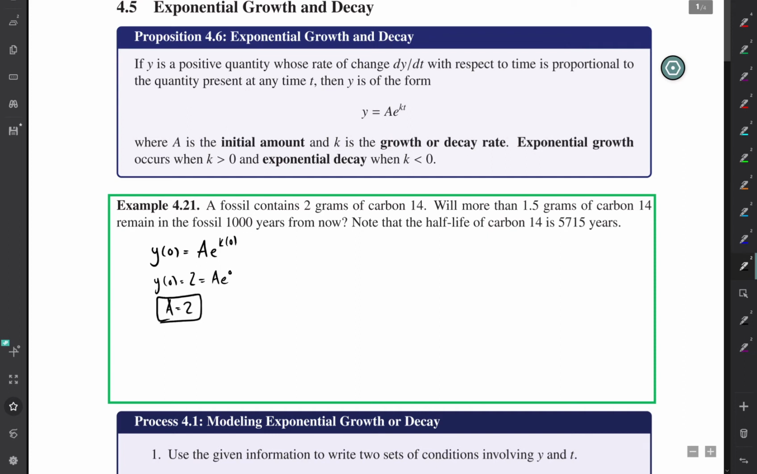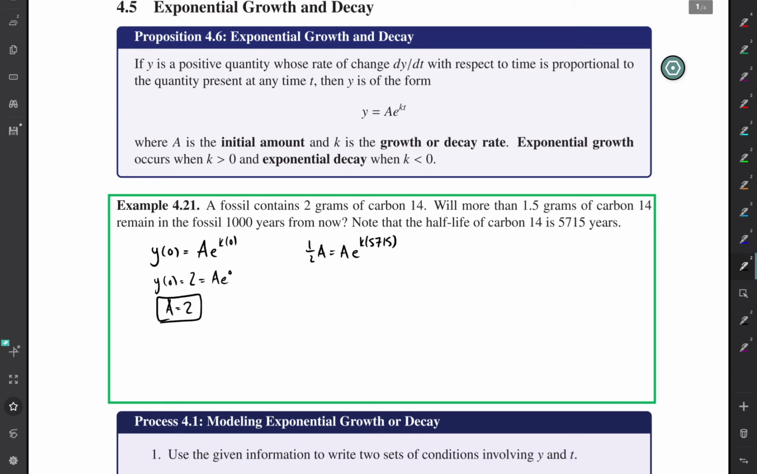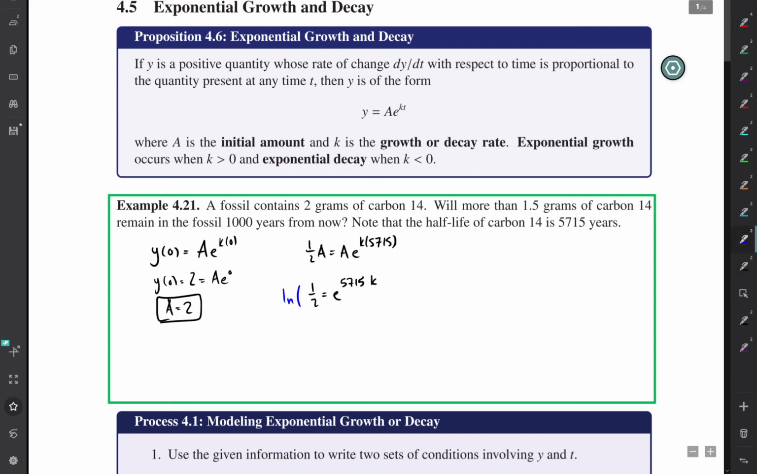Okay? And then we know that after 5,715 years, we have half the amount we started with, because the half-life is 5,715. So that means 1/2 a equals a e to the k times 5,715, plugging in 5,715 for t. This will allow us to solve for the rate of decay, k. So we divide both sides by a, and you get 1/2 equals e to the 5,715 times k.